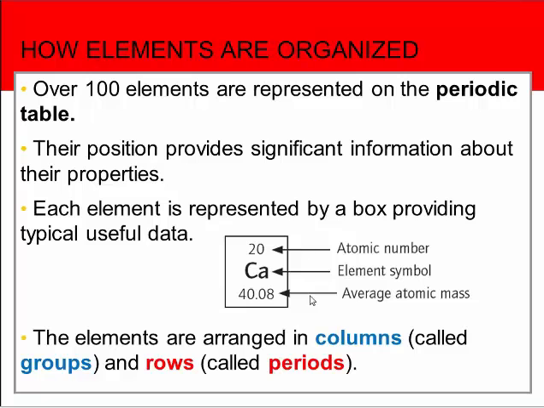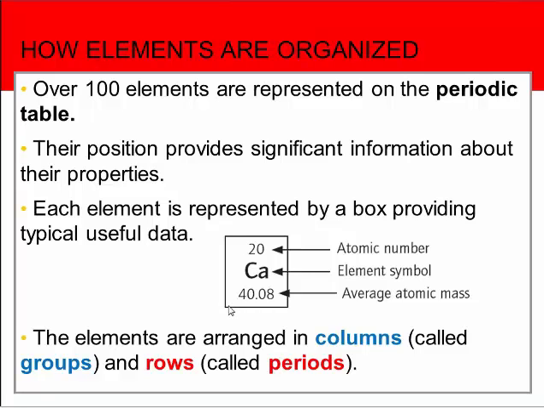Each element is represented by a box that provides typical useful data. So here's the elemental symbol of calcium, and it has an atomic number of 20. That tells us there are 20 protons and 20 electrons. And the average atomic mass of a calcium atom is 40.08.